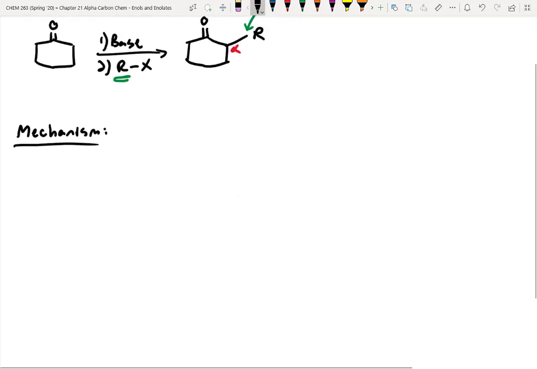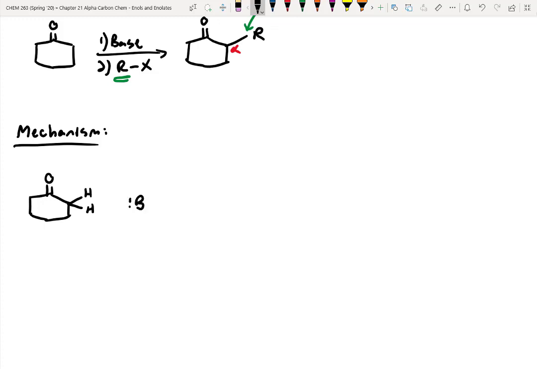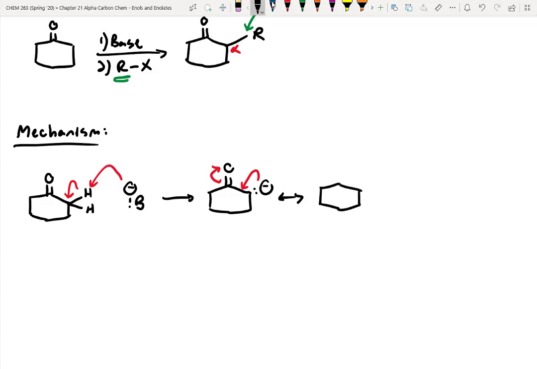As you can imagine, if base is required in the first step, then there must be a deprotonation. And it makes sense that we would go after this alpha proton because they're going to be the most acidic. So if we go after this alpha proton, we're going to end up with a conjugate base that is now resonance stabilized. So this is our enolate, where this negative charge can be shared between that carbon and the oxygen in our carbonyl.